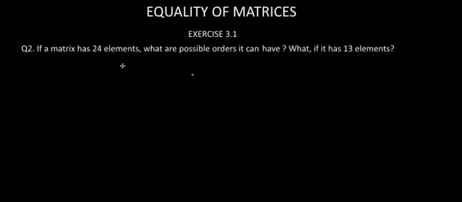So the next question is question number 2. If a matrix has 24 elements, what are the possible orders it can have? What if it has 13 elements? So that's your next question. They're asking us what should be the order if it is having 24 elements. So a matrix is having 24 elements. For this you should understand that you have to decide the order. What is the order? And they are saying that total 24 elements are there. What do you understand?